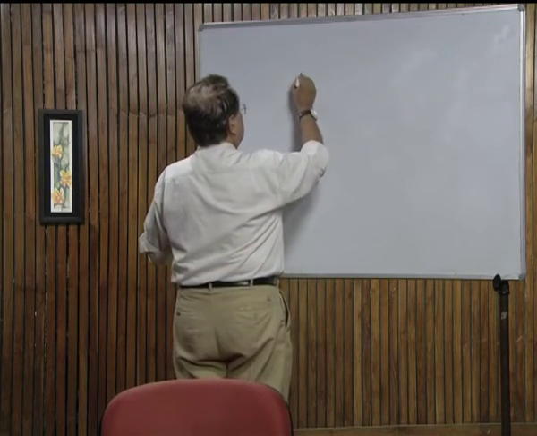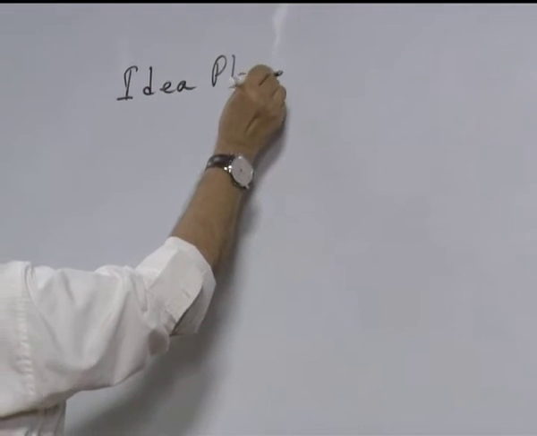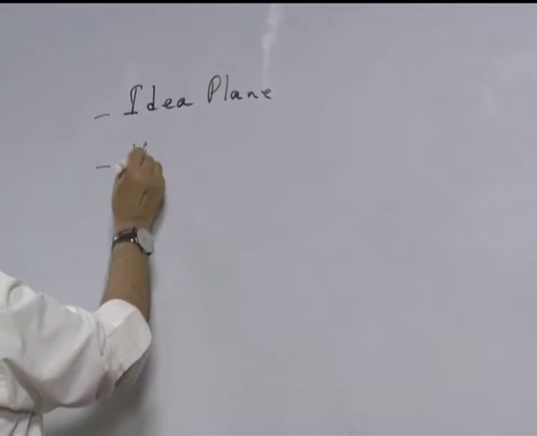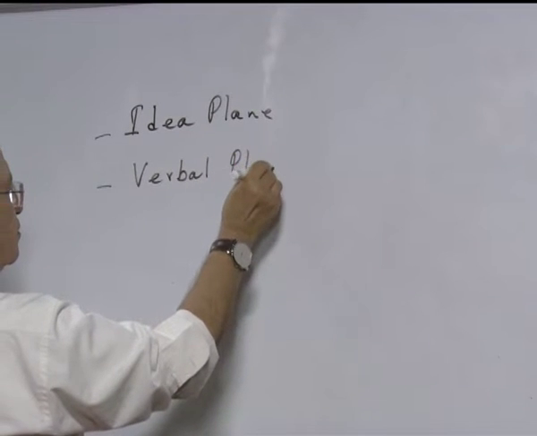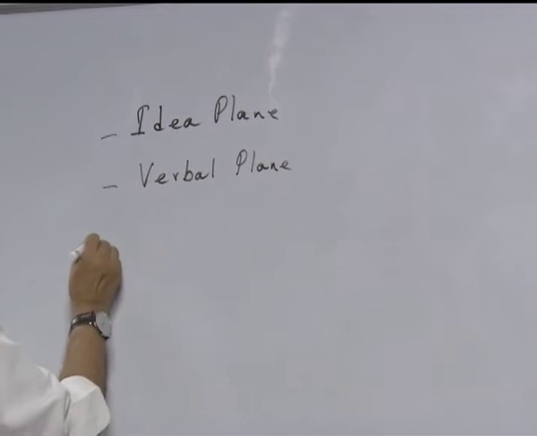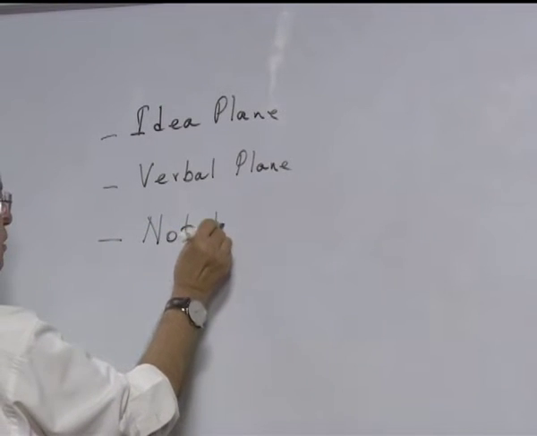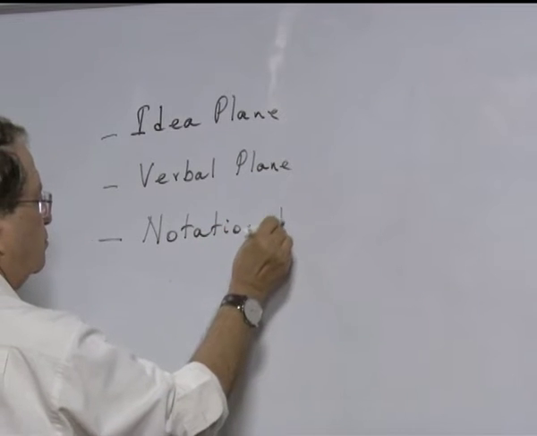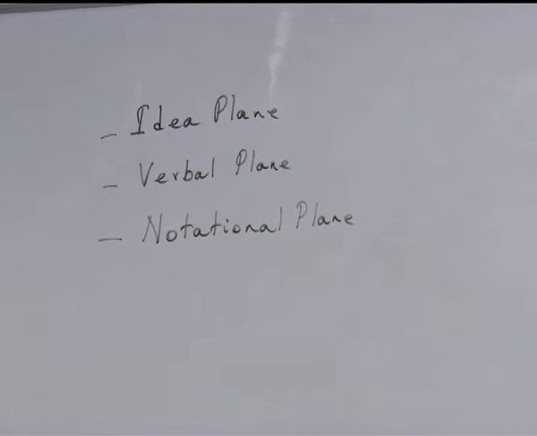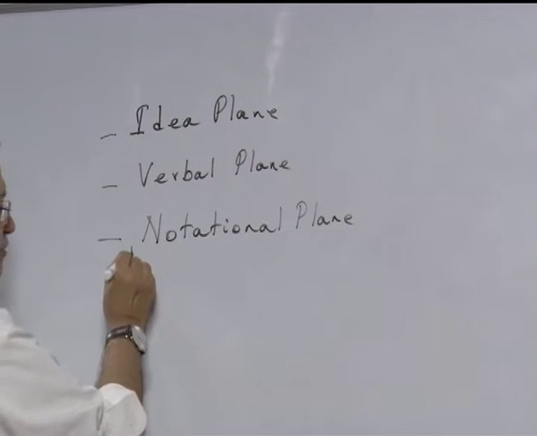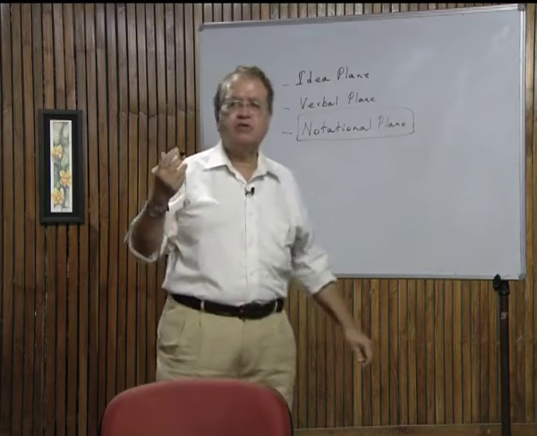In Ranganathan's ideas, the first one, as we already know, was the idea plane. Then we had the verbal plane, and right now we are going to go into the third level, which is the notational plane. Now, most of us know of classification through this only. We know of it through what we call the notational plane.